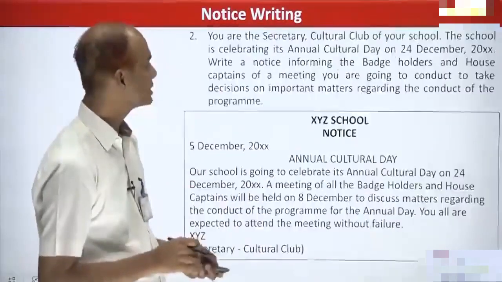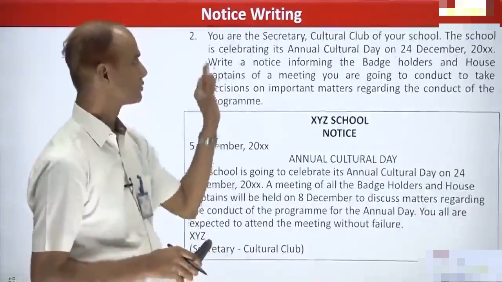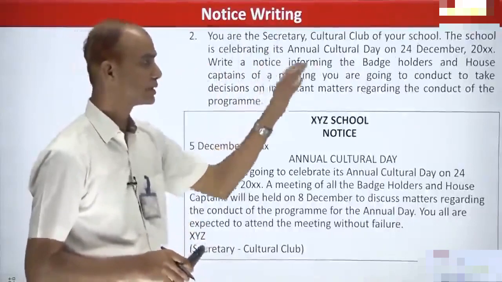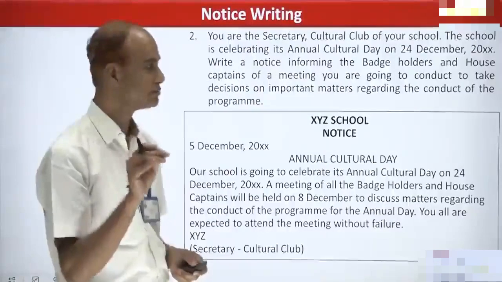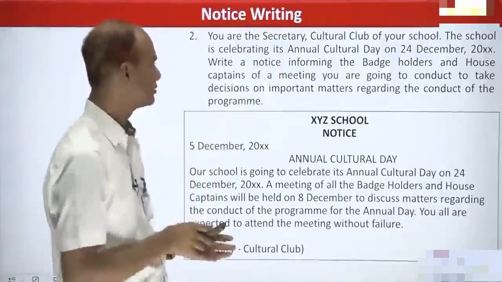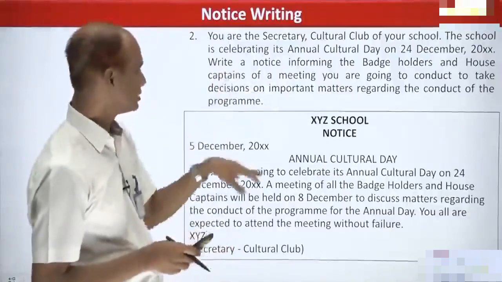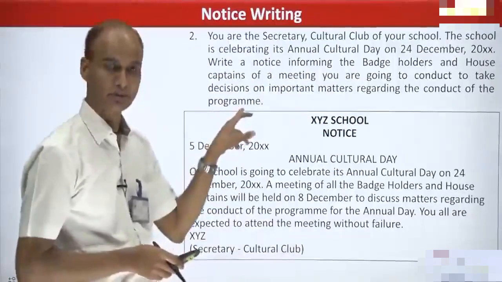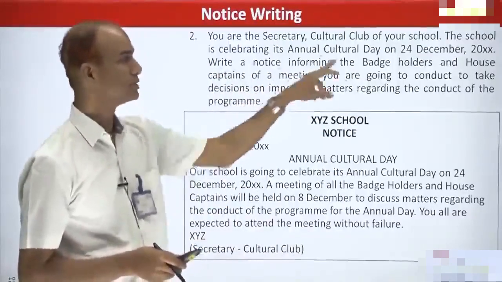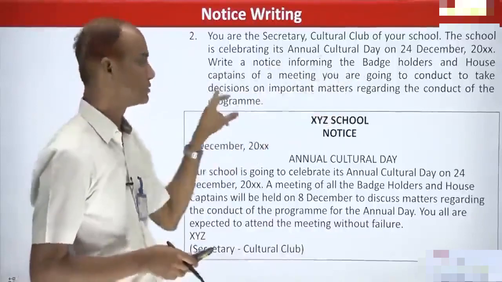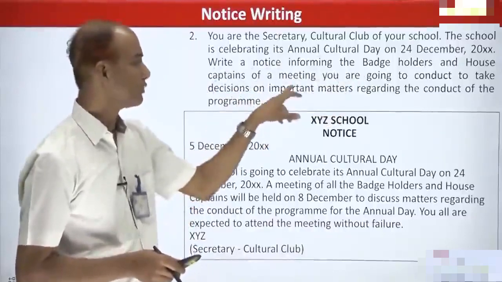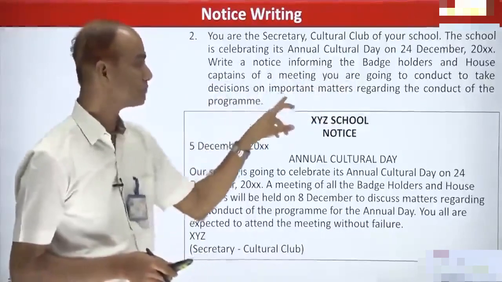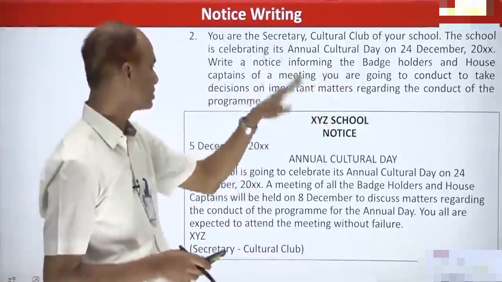I'll give you one more example here. See this, you are the secretary, cultural club of your school. The school is celebrating its annual cultural day on 24th December 2020. So it's not given. Okay, fine. Then, write a notice informing the badge holders and house captains. So who are to be informed? Badge holders are to be informed. House captains are to be informed. Of what? A meeting you are going to conduct to take decisions on important matters regarding the conduct of the program.